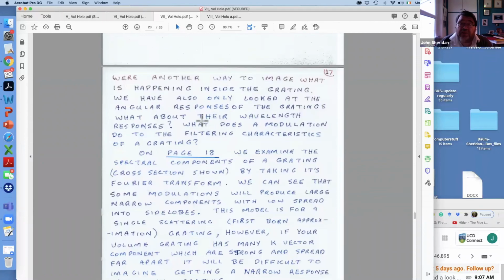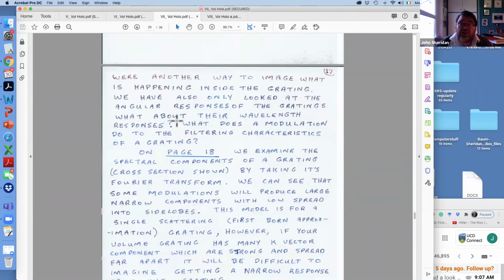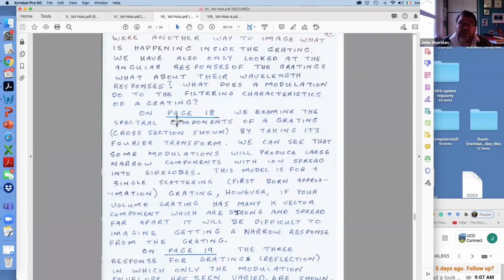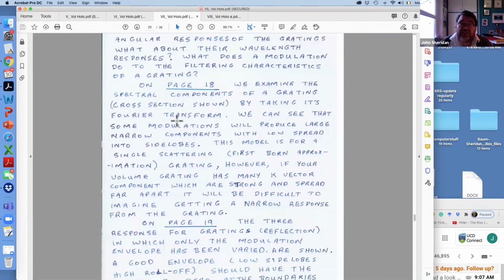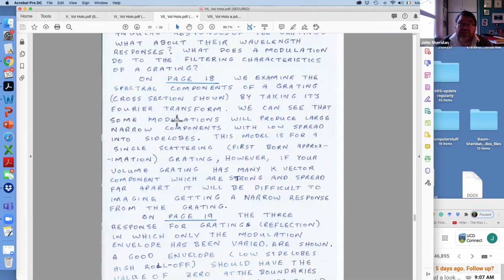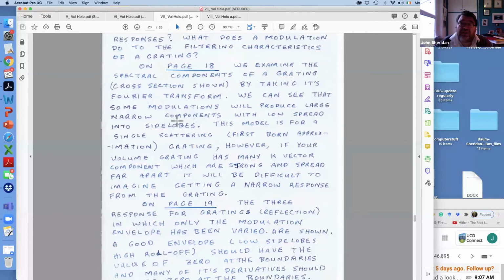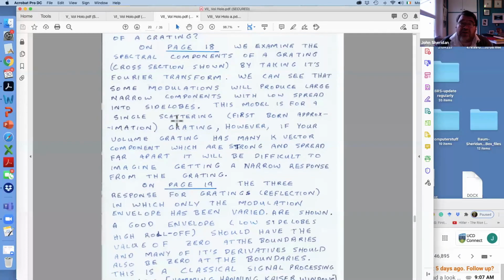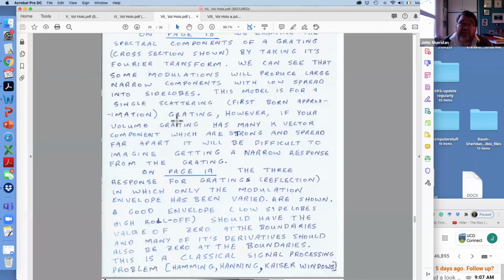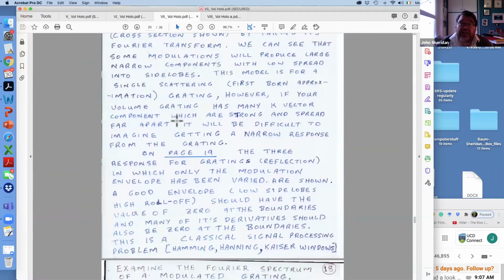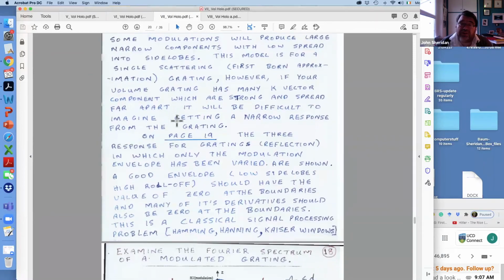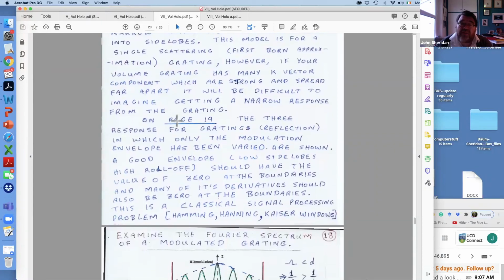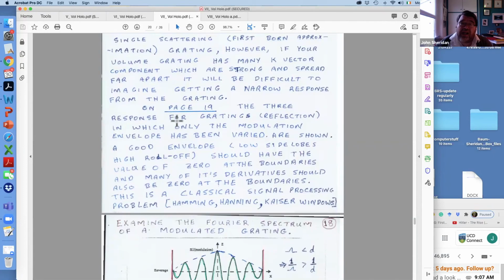Another way to imagine what's happening inside the grating, we have also looked at the angular responses of the gratings. What about their wavelength responses? What does a modulation do to the filtering characteristic of the grating? On page 18, we examine the spectral components of a grating, the cross-section shown by tracing its Fourier transform. We can see that some modulation will produce large narrow components with low spread into the side lobes, a modulus for single scattered first-Born approximation gratings. However, if your volume grating has many k-vector components which are strong and spread far apart, it will be difficult to imagine getting a narrow response.